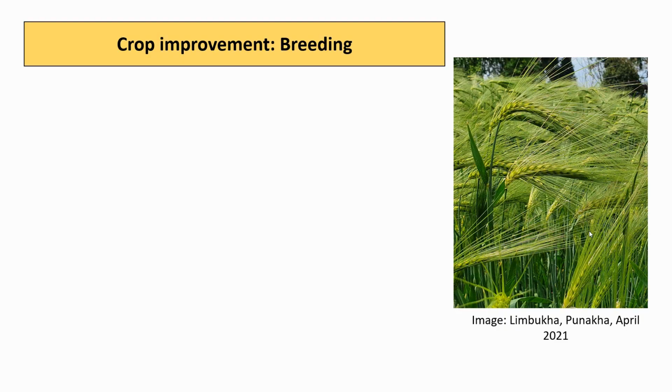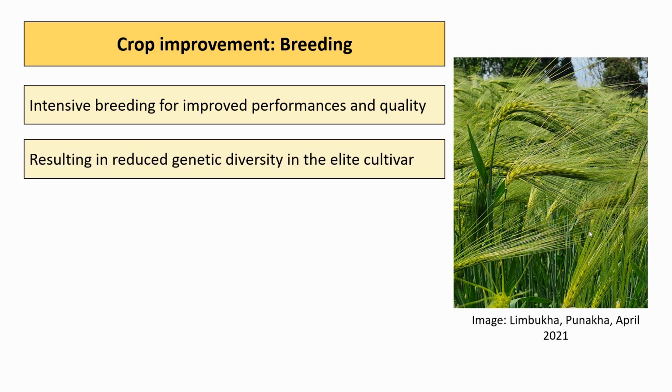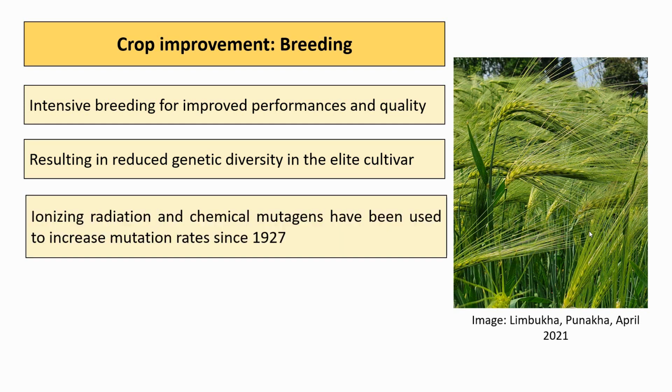Crop improvement through breeding. Intensive breeding has been done to improve performances and quality of barley grains, which has resulted in the reduction of genetic diversity in the elite or improved cultivar. Ionizing radiation and chemical mutagens have been used to increase mutation rates since 1927. According to the World Health Organization (WHO) in 2016, ionizing radiation is defined as a type of energy released by atoms that travels in the form of electromagnetic waves such as gamma or X-rays or particles such as beta or alpha. Chemical mutagen is defined as a chemical substance that can change the genetic material of an organism or an agent that alters the DNA sequence.